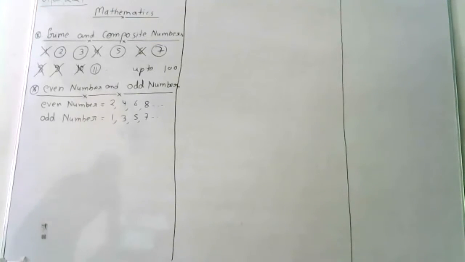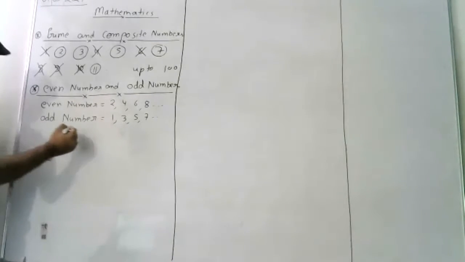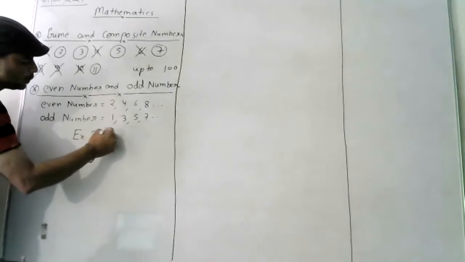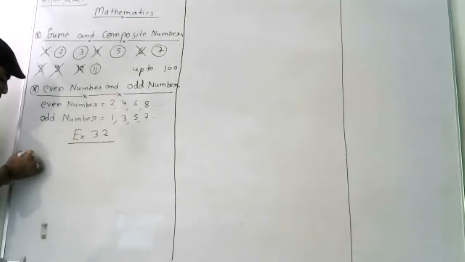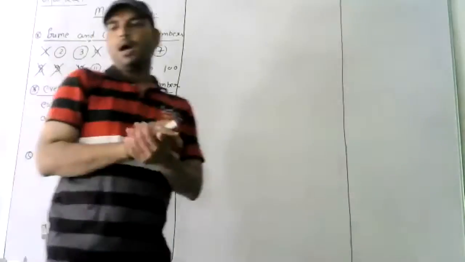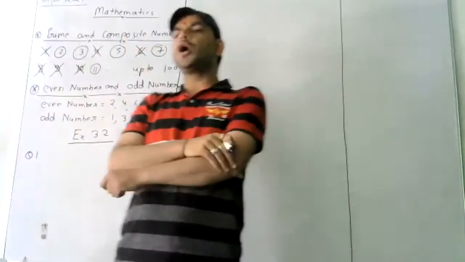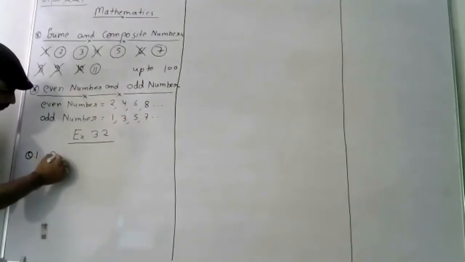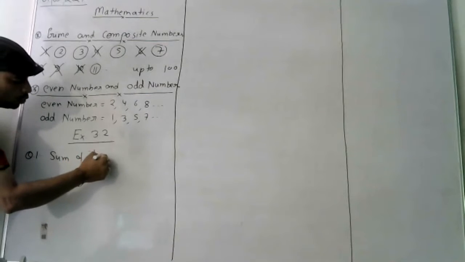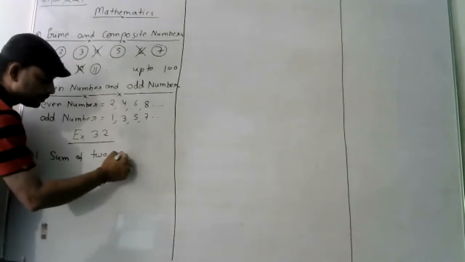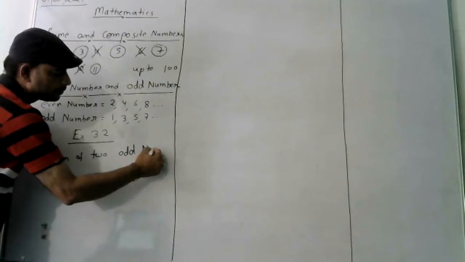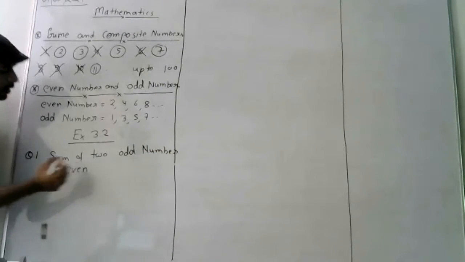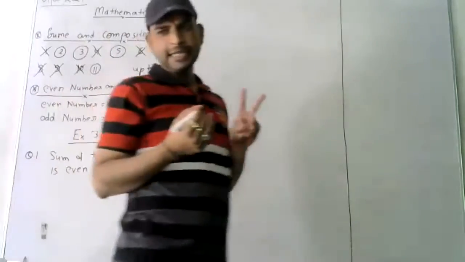Next, Exercise 3.2. Question number 1. What is the sum of any two odd numbers and of two even numbers? First, the sum of two odd numbers is even.